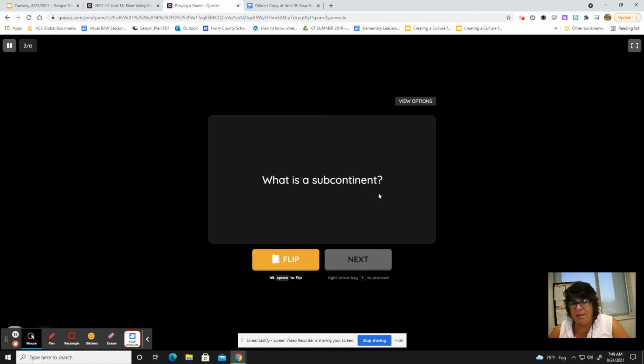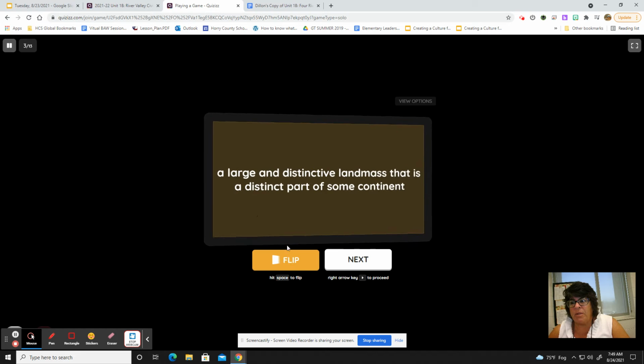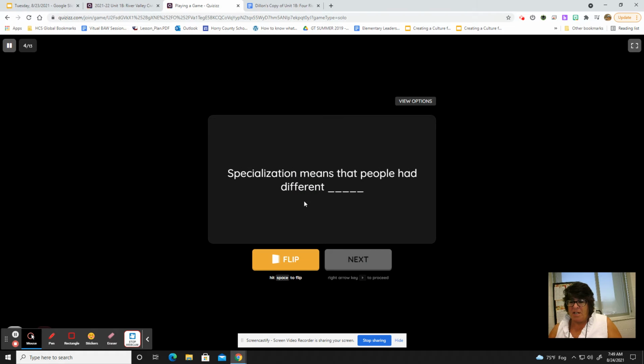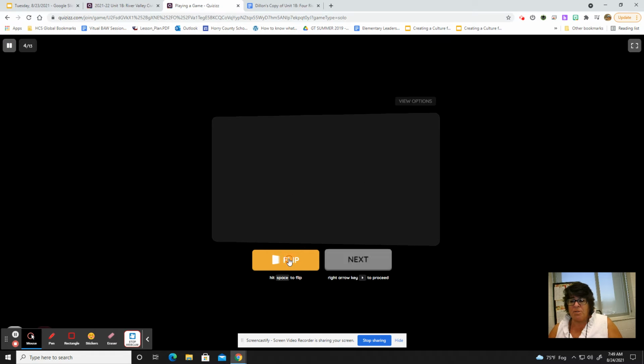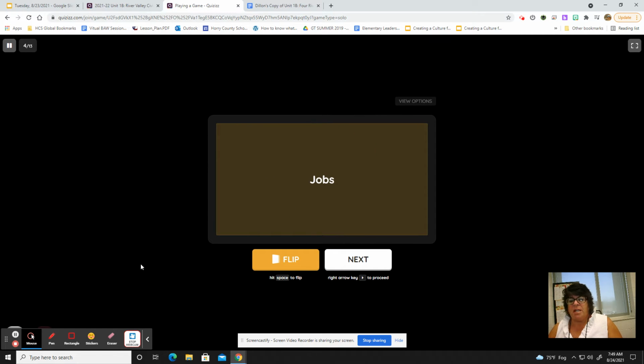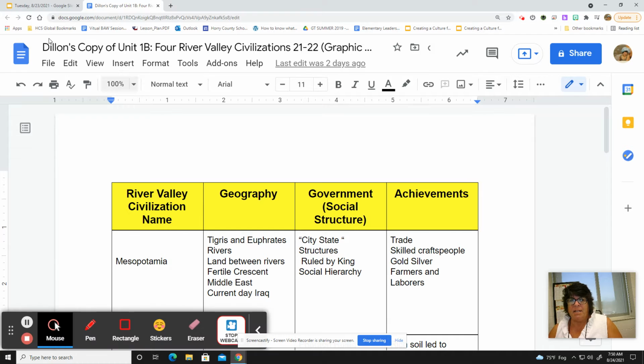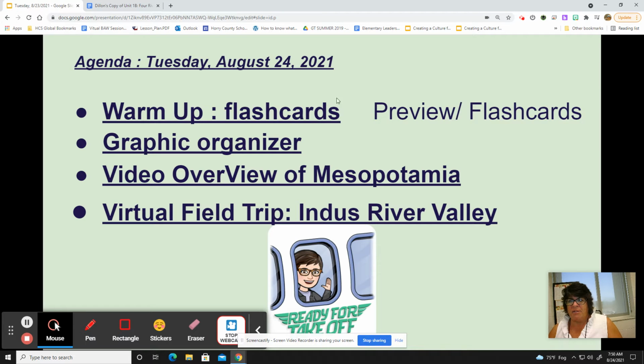What is a subcontinent? And obviously it's a smaller land mass, but it is large, okay? But it has distinctive characteristics of a continent. Some of these you may not know because we have not gone over them. Specialization means that people had different jobs and skills, okay, and so on. So you would take a minute to go and review those flashcards. They're there at that link that I've posted here on the slide.